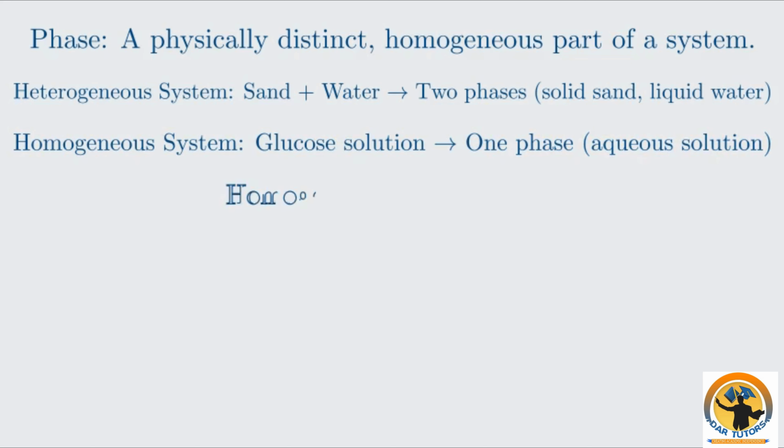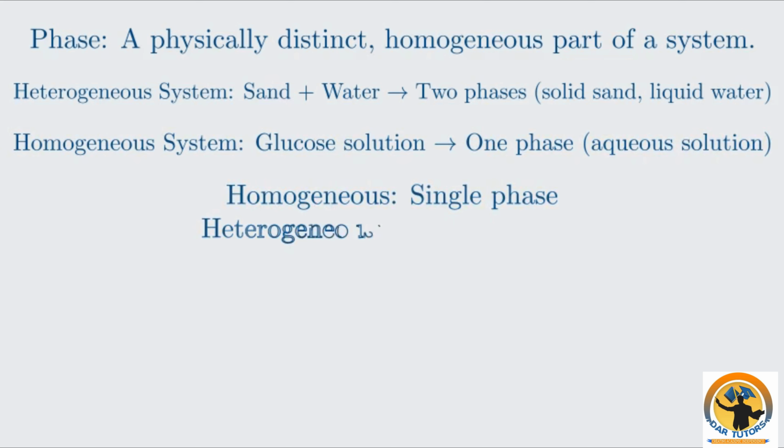This distinction between homogeneous and heterogeneous is crucial because it affects how we write equilibrium expressions. It determines which components we include and which we don't. We'll explore this in more detail shortly. Now, let's turn our attention to chemical equilibrium. This is a state where the forward reaction rate is exactly equal to the reverse reaction rate, and the concentrations of reactants and products remain constant.